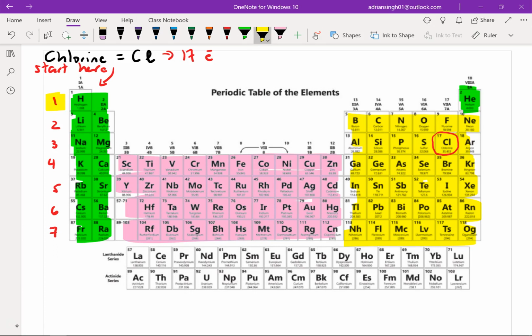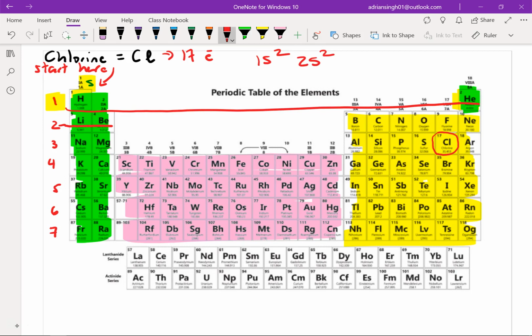And then, remember the green is our S block. So I go 1s, then I have to go 2 elements in to get across to helium. So I go 1s2 to get all the way across to helium. Then I go 2s2 to get to beryllium. So 2s2.